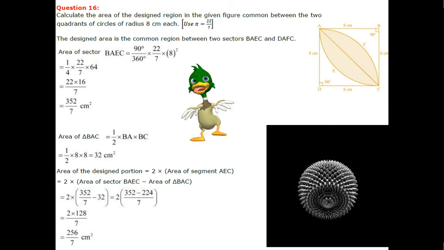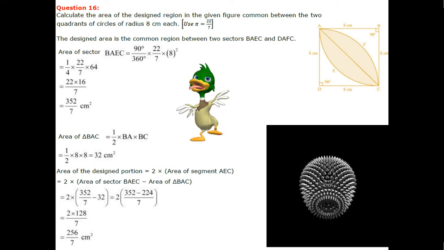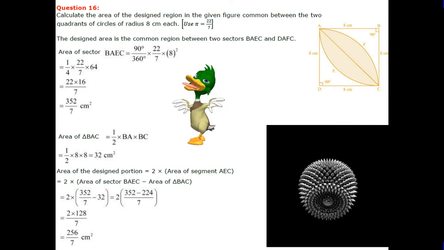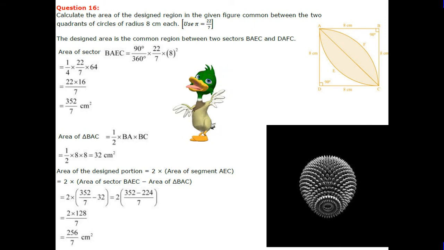Area of triangle BAC, 1/2 BA into BC, that is 32 centimeter square. Area of design portion is 2 into area of the segment AEC, equal to 2 into area of sector BAEC minus area of BAC, that is equal to 256/7.